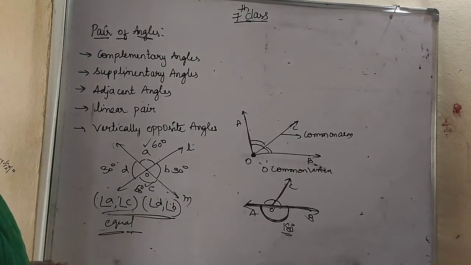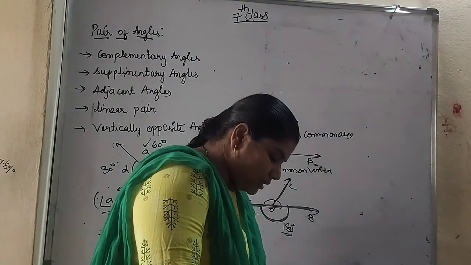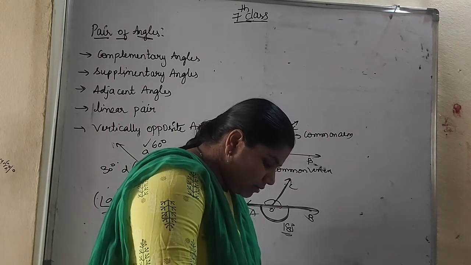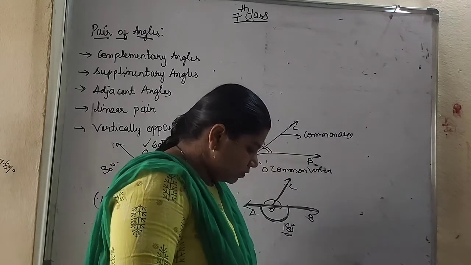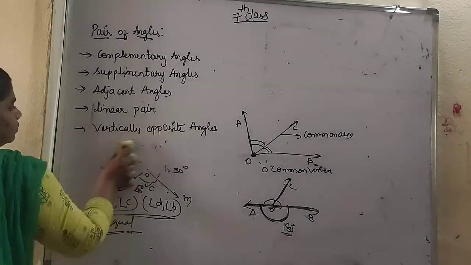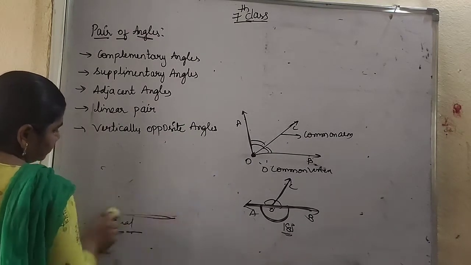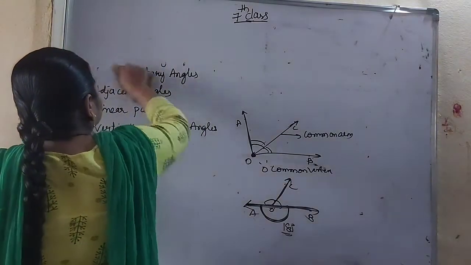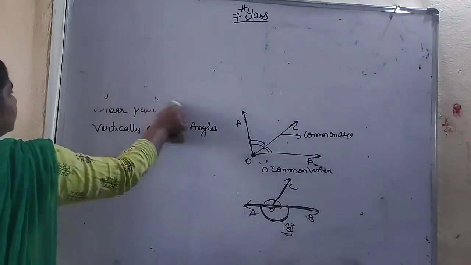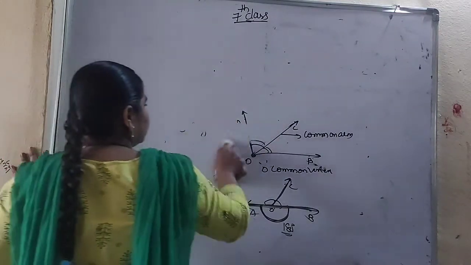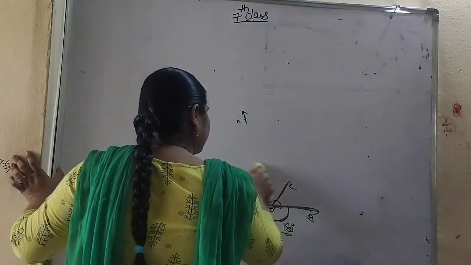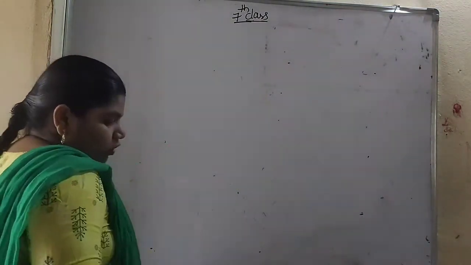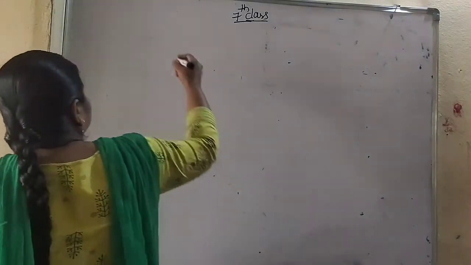So these are the pair of angles. Now we are going to start the exercise. That is exercise 2 about complementary angles.